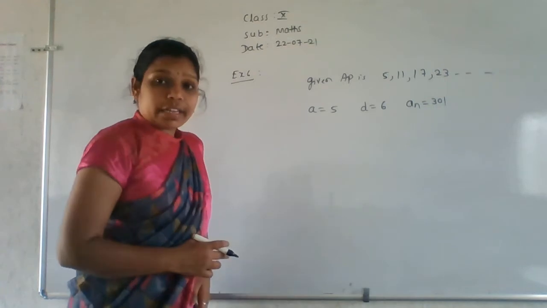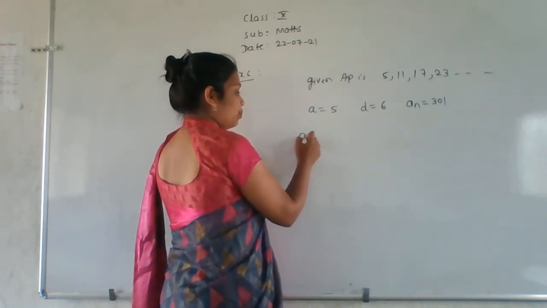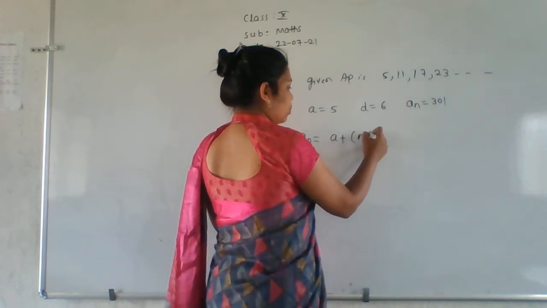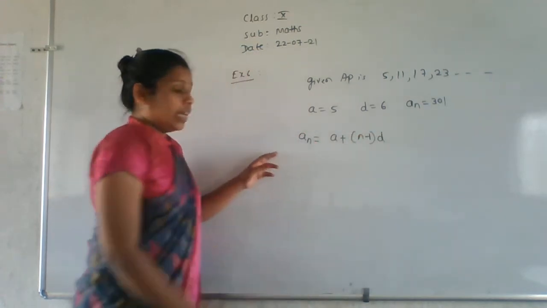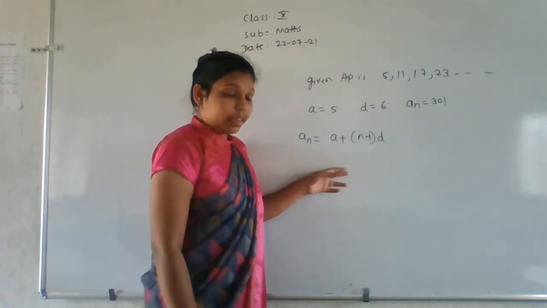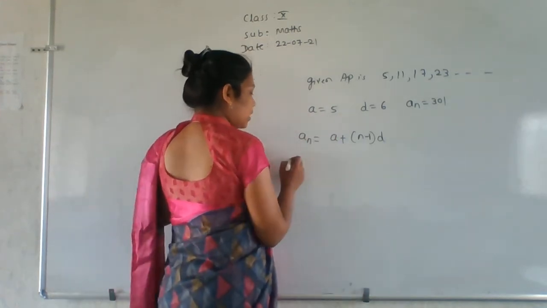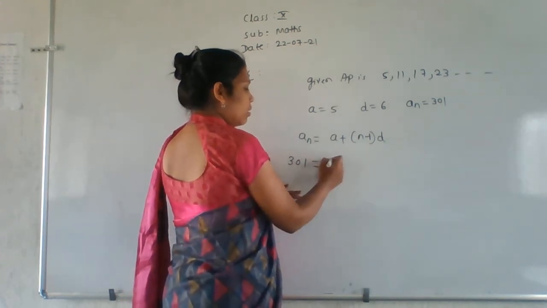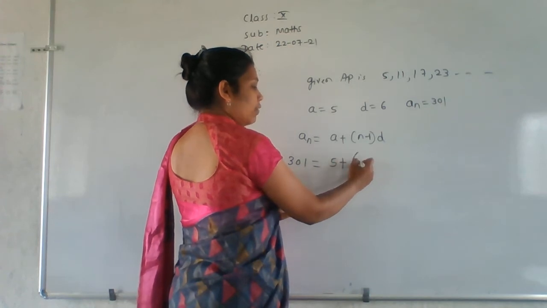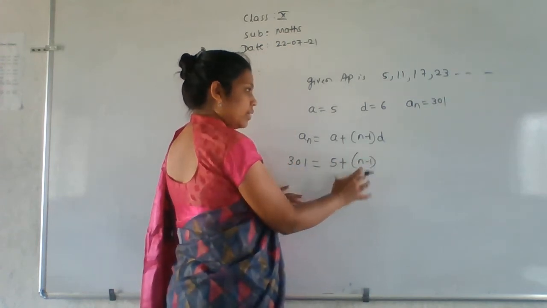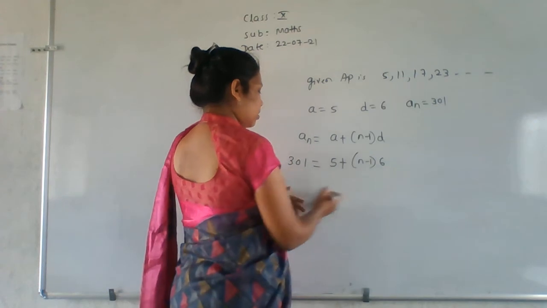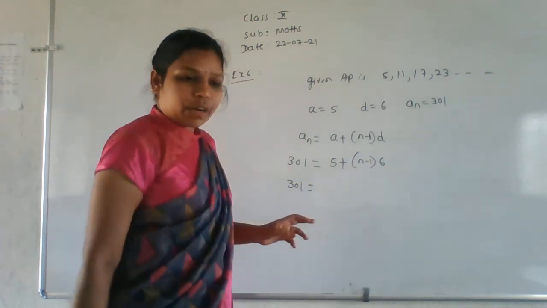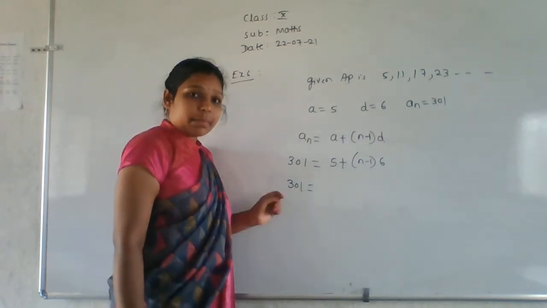And what is the formula for an here? an is equal to a plus (n minus 1) into d, and here an is given as 301. The value of a is 5, we don't know the value of n, and d is 6. You already did something similar in example number 4.